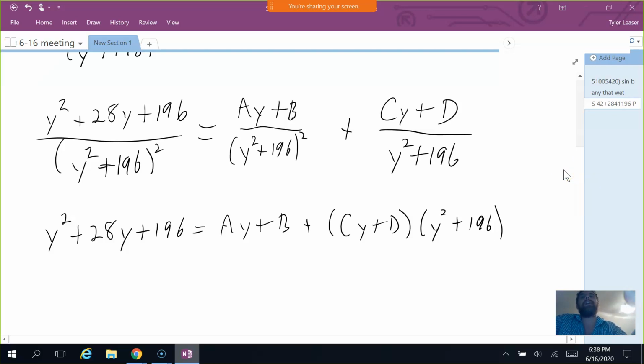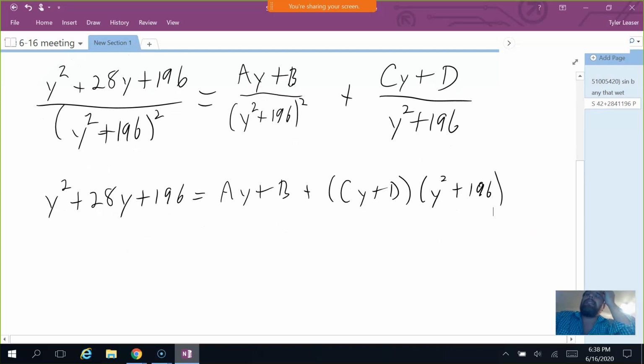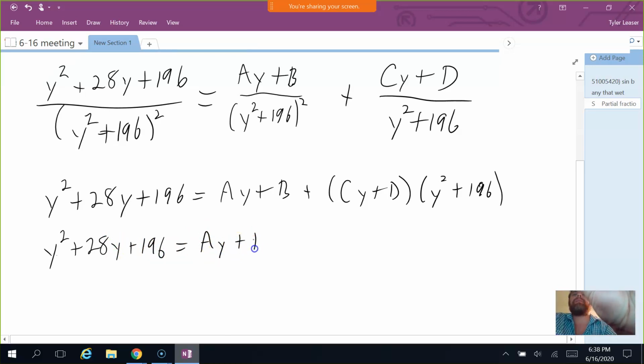We're still trying to figure out the a, the b, the c, and the d that makes this whole thing work. I think the only method here that's going to work is going to be to look at the coefficients of the different power functions. So we need to multiply everything out. I'm just going to leave the left-hand side alone. We're going to leave this ay plus b alone. We're going to FOIL this out.